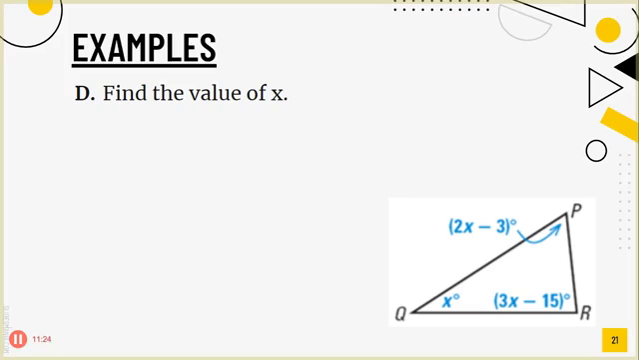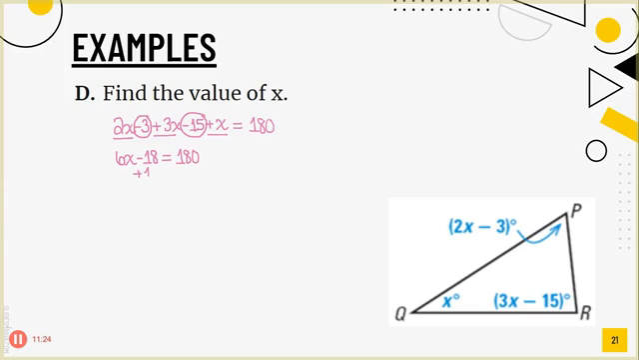So we have 2X minus 3. If I add that to 3X minus 15, and I add that to X, all three of those angles should give me 180 degrees. So we're going to combine like terms, 2X, 3X, and X, which is 6X. Negative 3, negative 15 would give me negative 18. And that equals 180. We now have a two-step equation.